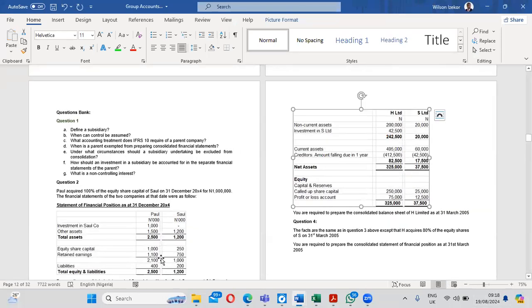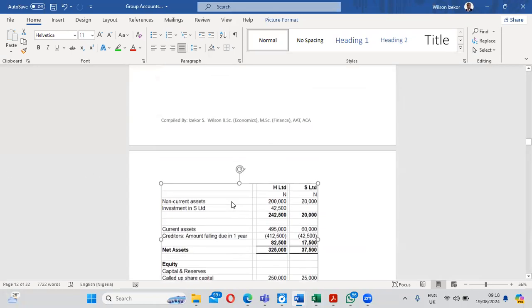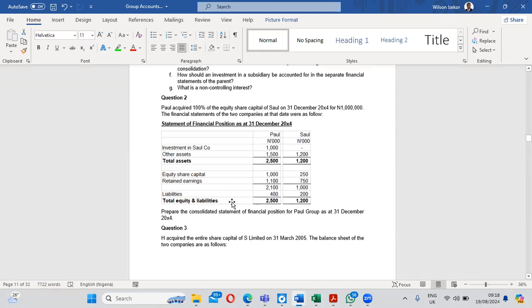So we are looking at question 2. Question 1 is basically the theory part. So that one, you can read up and then try to answer those questions. Question 2 is the beginning part of the calculation. We are required here to prepare the consolidated statement of financial position for Paul Group as at 31st December 20x4. So this is very basic.